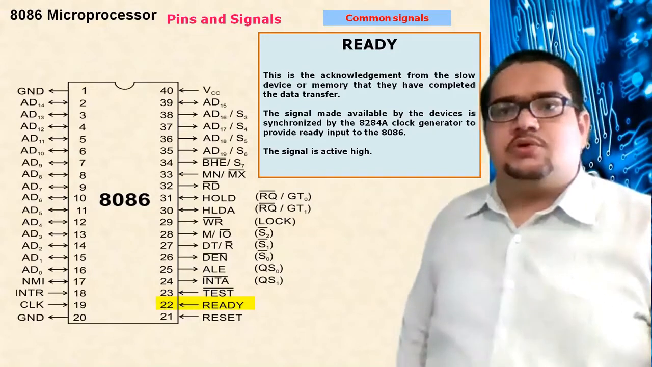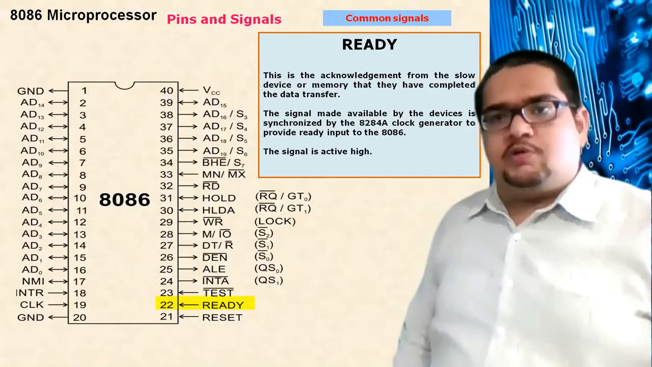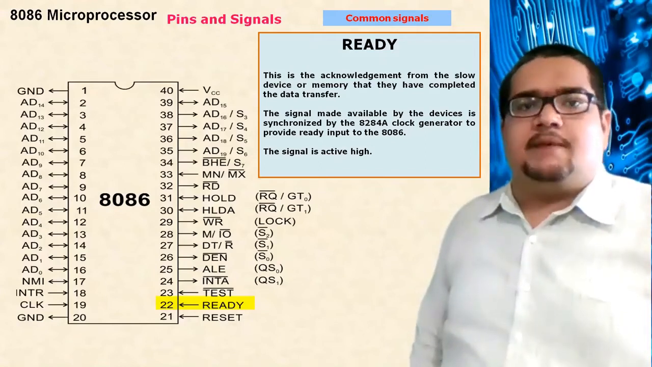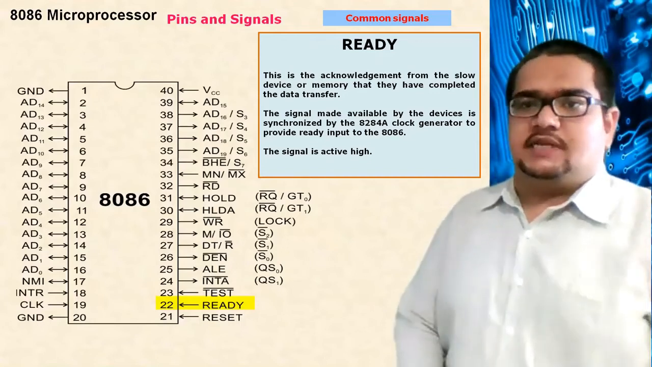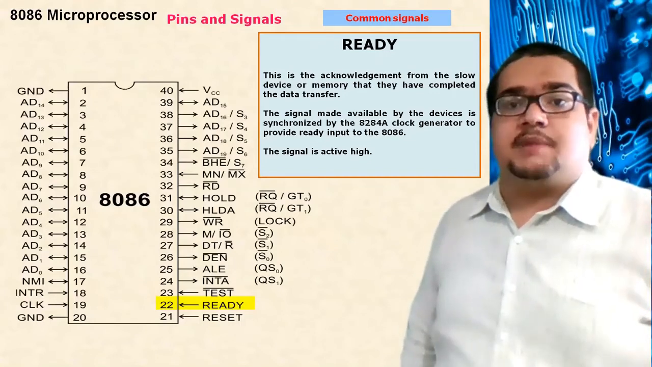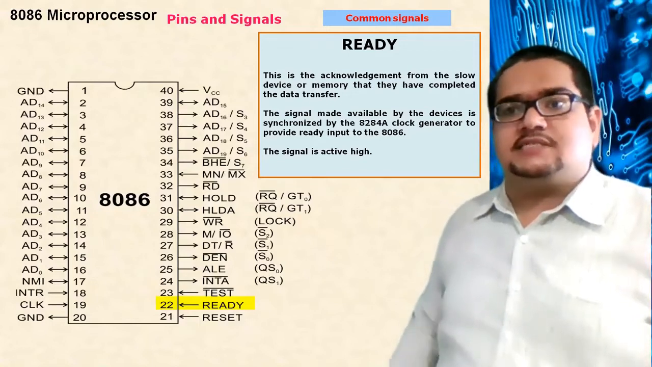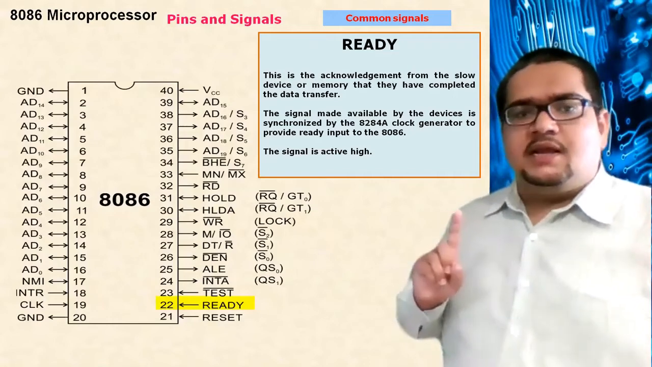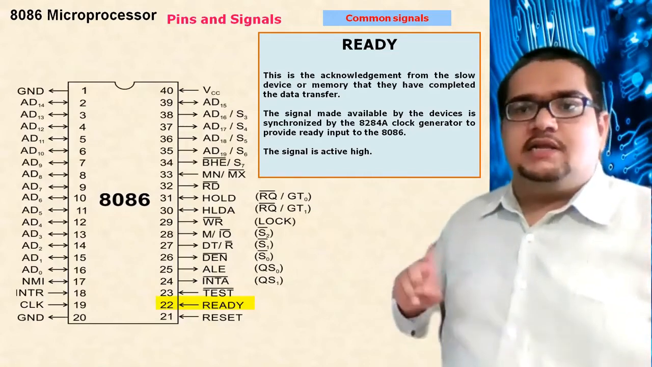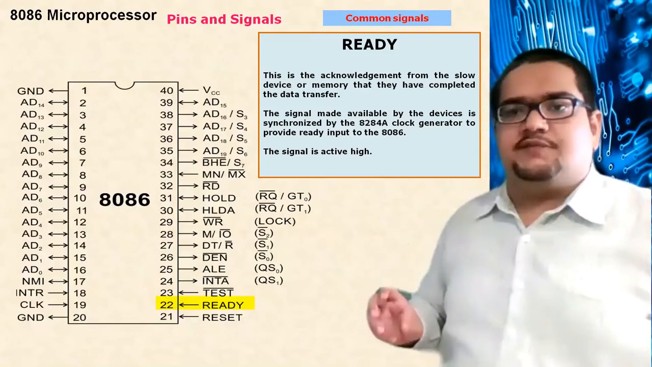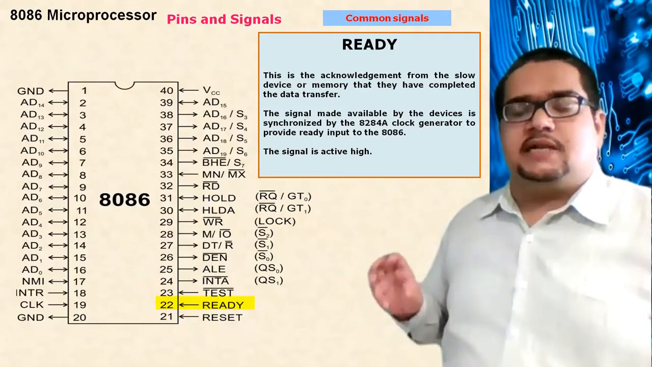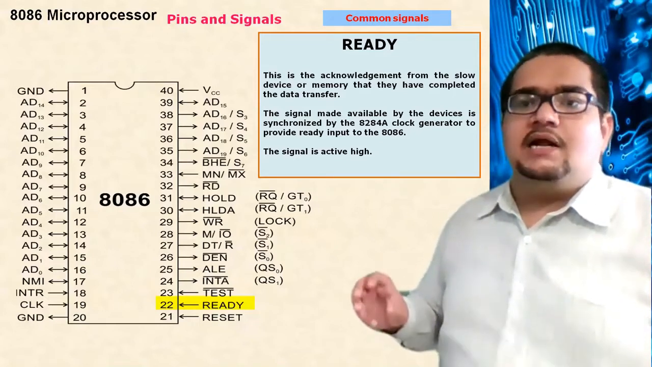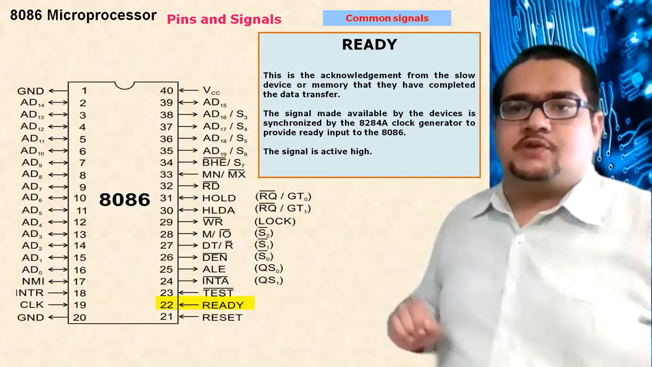Next is ready. As I've earlier told you, most of the peripherals of the 8086 system are generally slower when compared to the speed of operation of the 8086 itself. So for synchronization purposes, whenever the processor is done with a certain task, it has to wait for the peripherals to also complete that task. This input pin to the processor is triggered by the slow devices in the system, and that is mostly the memory, for all the data read-write operations, specifically the data writing operation by the processor.